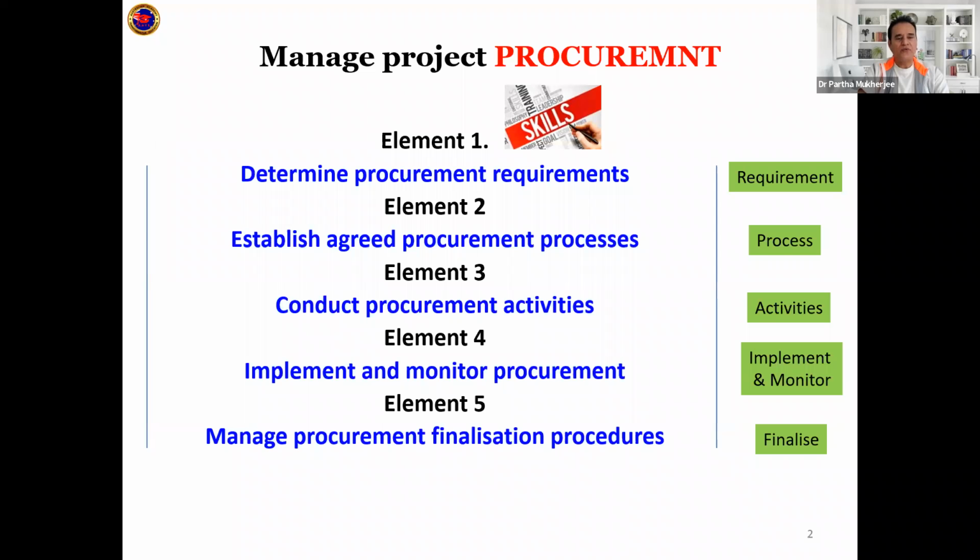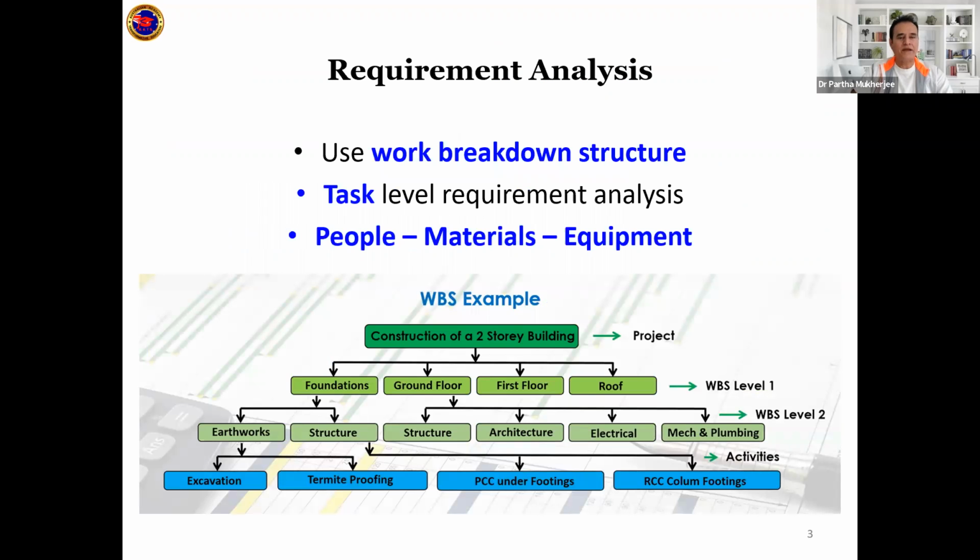And also the management of the contractors, suppliers or vendors: what do you do when the project is over and the procurement is completely complete? So these are the 5 competencies. We will quickly have a couple of slides to see what the requirements, processes and activities are, and how to monitor, control and finalize. So let's see the first one, which is the requirement analysis.